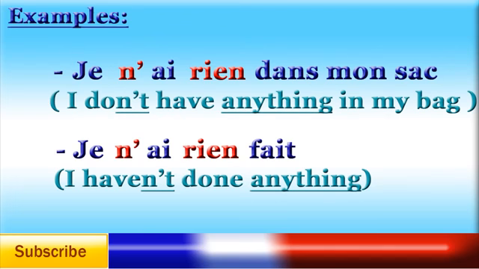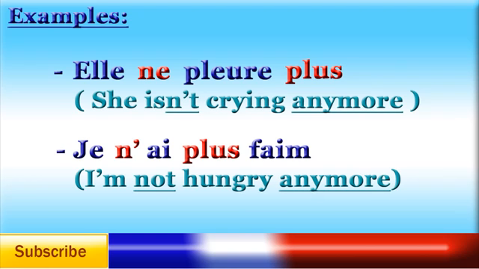Some examples. Je n'ai rien dans mon sac. I don't have anything in my bag. Je n'ai rien fait. I haven't done anything. Elle ne pleure plus. She isn't crying anymore. Je n'ai plus faim. I'm not hungry anymore.